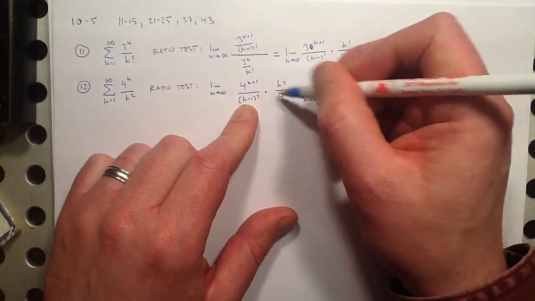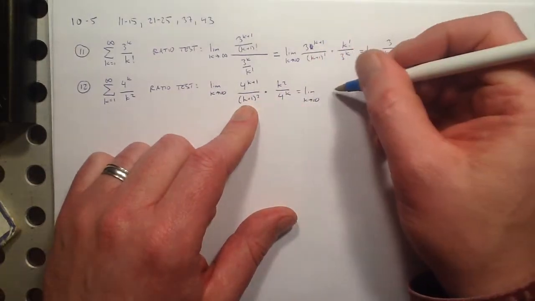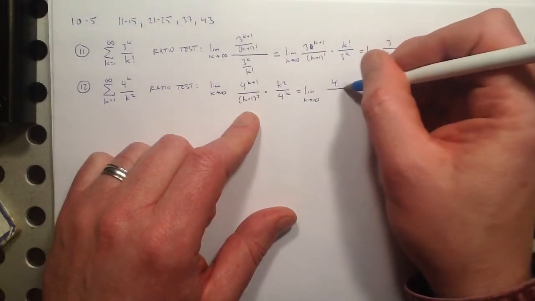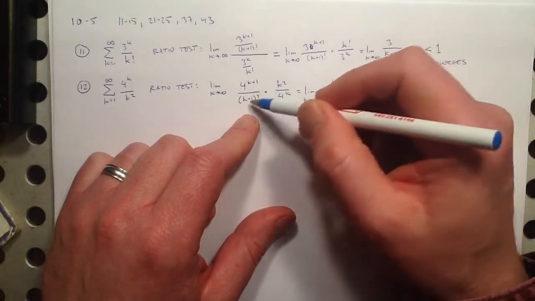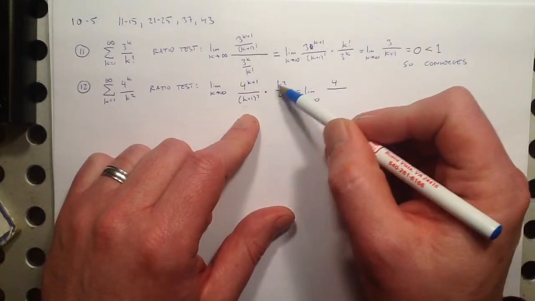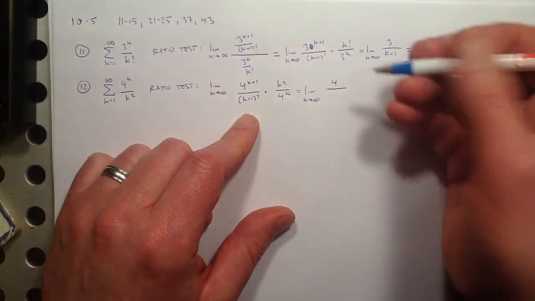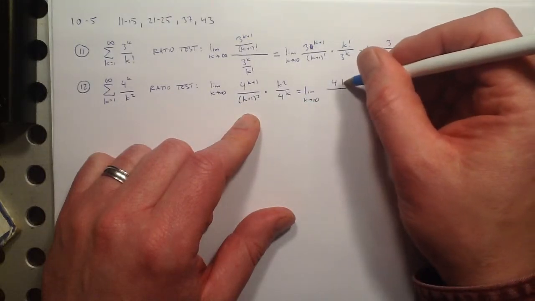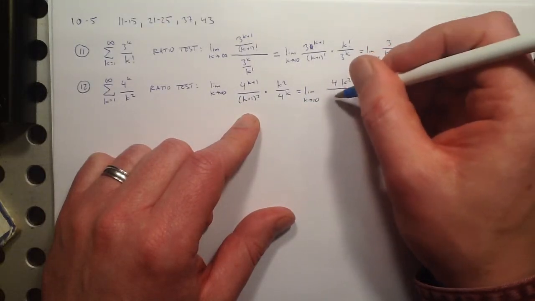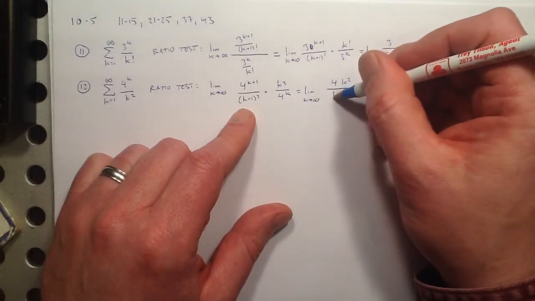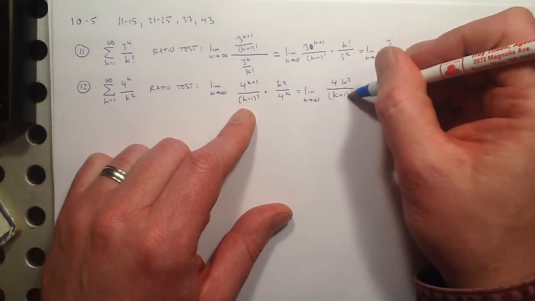So let's see, this is just like our 3's in the previous problem. I have one extra 4 on the top. And then here I have a k squared and a k plus 1 squared. Nothing really, I can't really cancel anything there. So I've got k squared here and k plus 1 squared on the bottom.